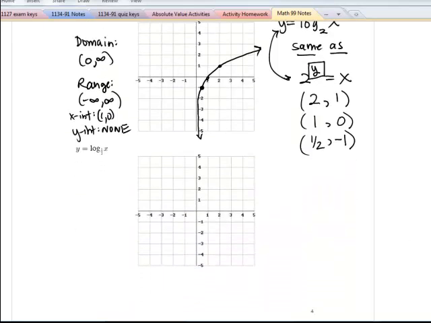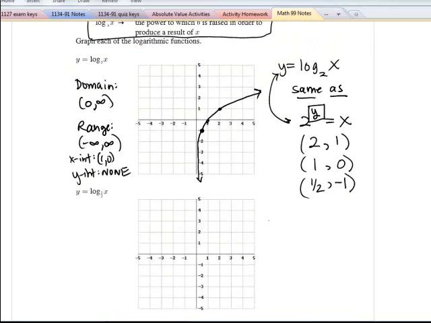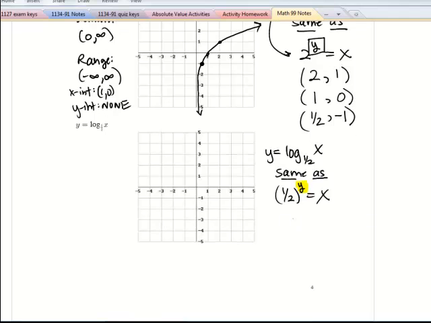So the next one, y equals log base 1/2 of x, I'm trying to graph. I would do the same thing. That's the same as, and switch it to exponential form: 1/2 is my base to the y equals x. And I'm going to, again, focus on these y values first. So I would take, for my points, y equals 1, and then y equals 0, and then y equals -1.